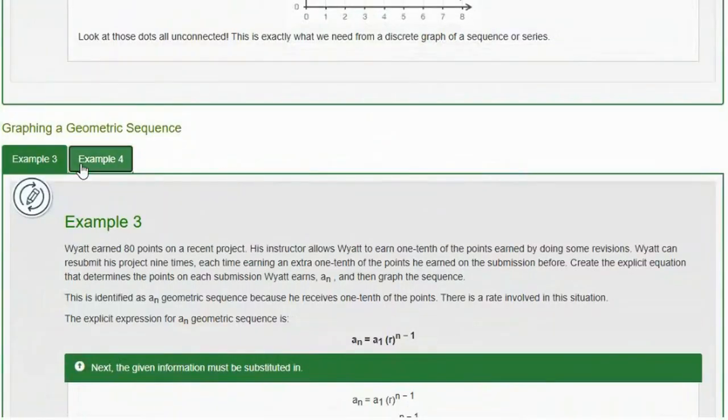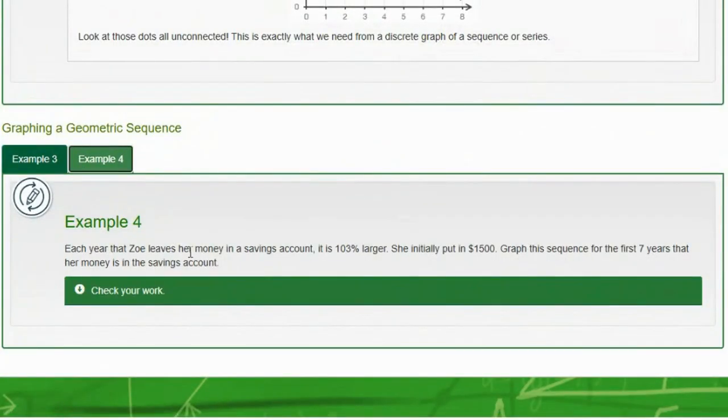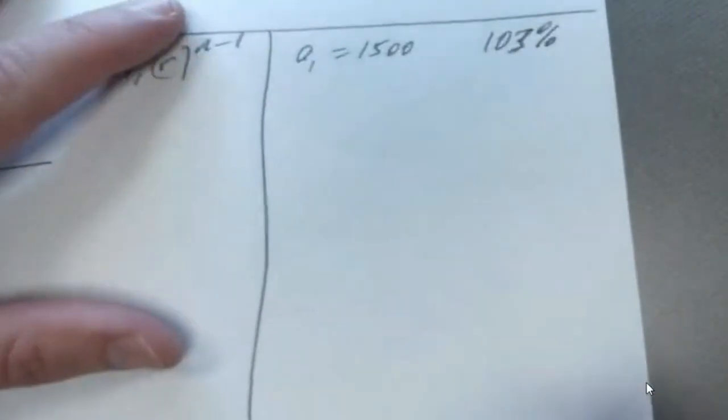Okay, let's look at example 4. Each year that Zoe leaves her money in the bank account, it's 103% larger than it was last year because she gets 3% interest. She initially put in $1,500. Okay, so A sub 1 is $1,500 and 103%. Every year is 103% over what there was last time. They want to know for 7 years. So after 7 years, how much money she's going to have.